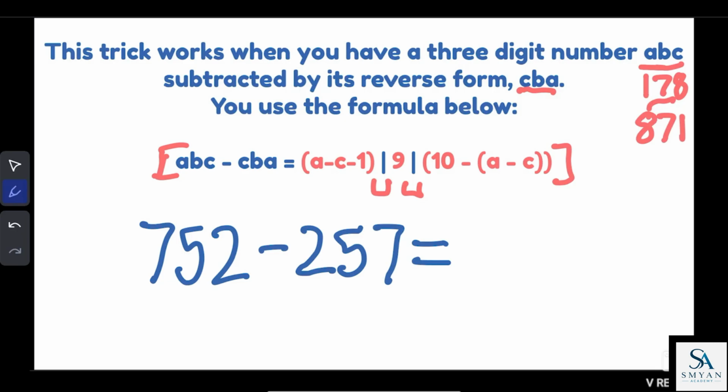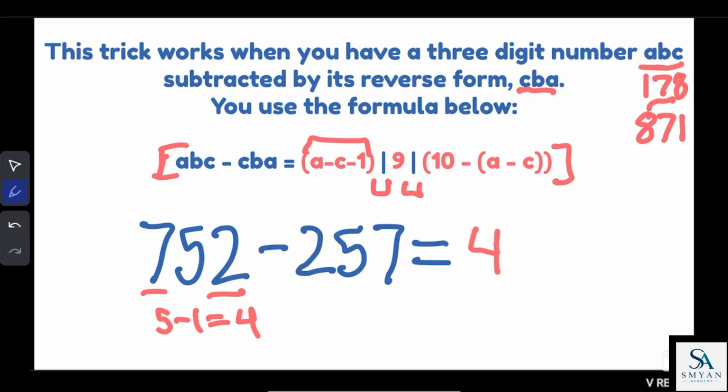Our first step is to do this thing: A minus C minus 1. So our A value is 7 and our C value is 2. So A minus C is 7 minus 2. So 7 minus 2 is 5. So 5 minus 1 is going to give you 4. So your first digit is going to be 4.